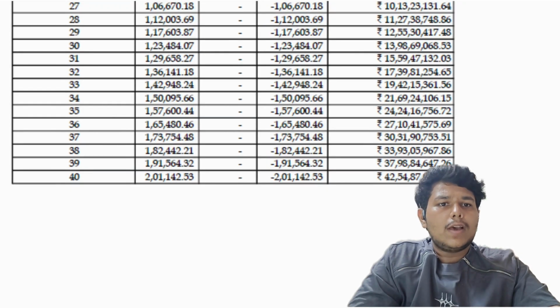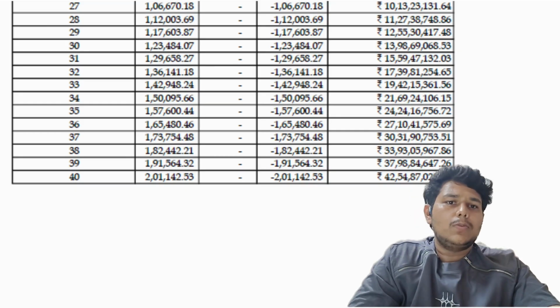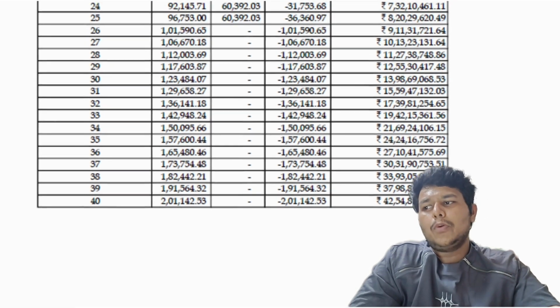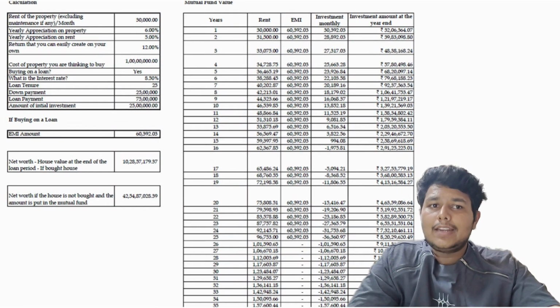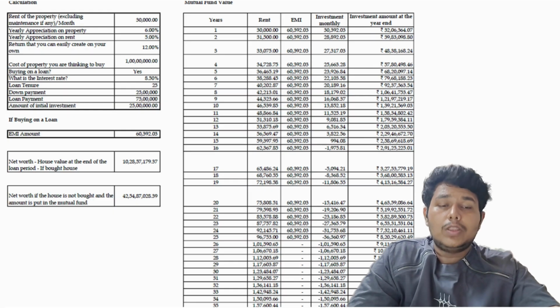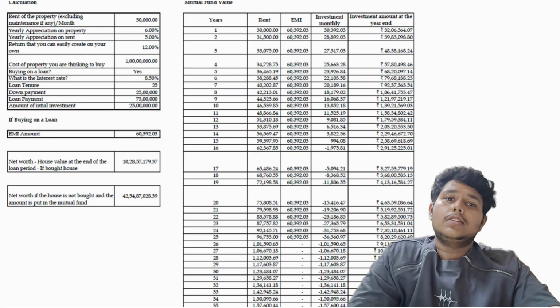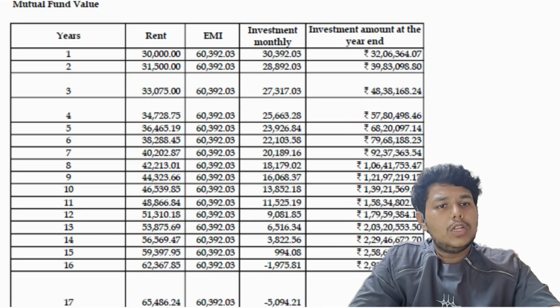Now this is the asset value at the end of 40 years, which is 42 crores. Although your asset value, that is your house, is only 10.28 crores. So basically, if you don't buy your house right now and buy it after 40 years, you will be able to buy four houses instead of one with the same amount of money. Now this is how the whole decision is made and this is how the calculator works.